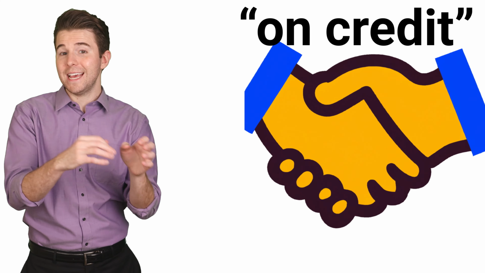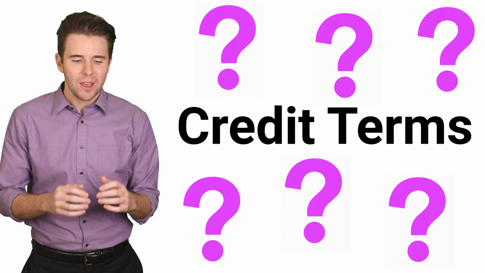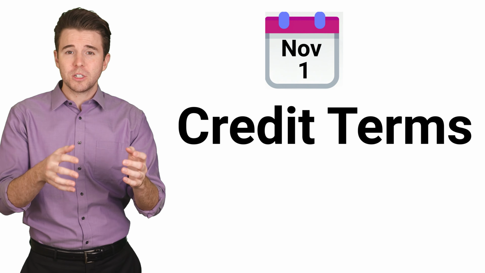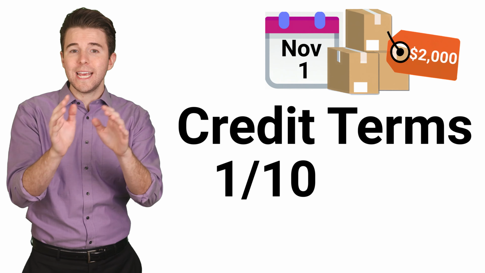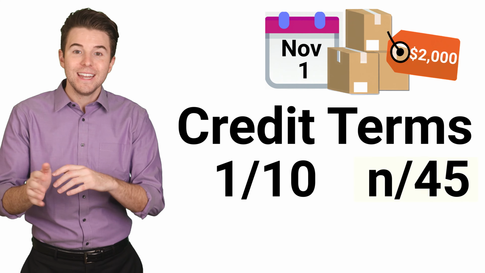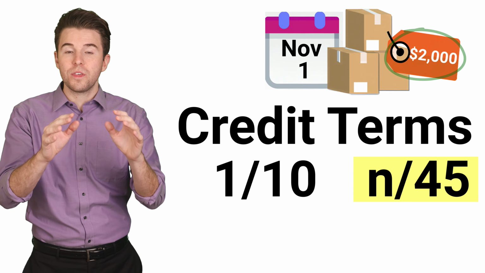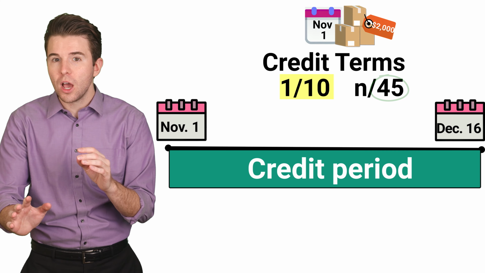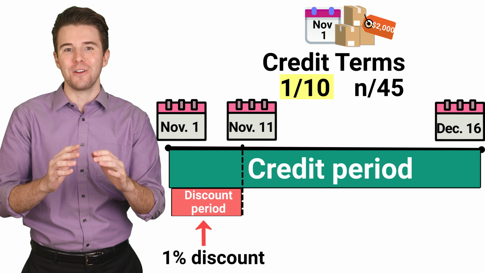In business, when purchasing on credit, the buyer and the seller have to agree to credit terms. So what are credit terms? Well, let me explain with an example. Let's say on November 1st, we purchased $2,000 of merchandise on credit with terms 1/10 net 45. Net 45 means that the full $2,000 payment is due within the 45-day credit period. 1/10 means that we can deduct 1% from $2,000 if the payment is made within the 10-day discount period.